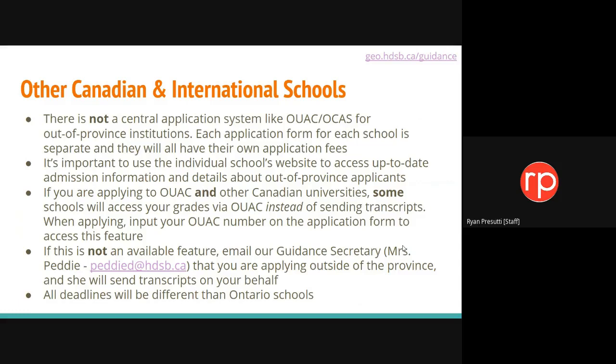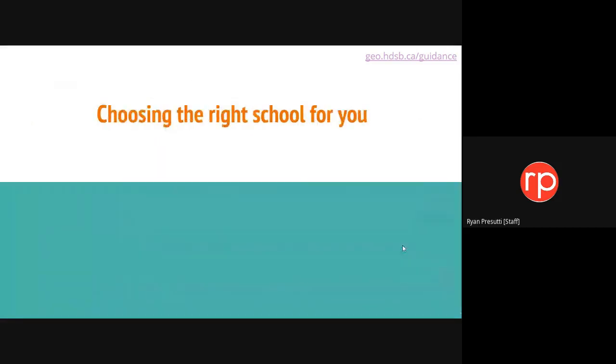If you're applying on their website and that is not a feature, then you need to email Miss Petty, our guidance secretary, let her know that you are applying outside of the province, and you will need paper copies of transcripts either sent to you or sent to the school, whatever the school is requesting of you. For all out of province and all international schools, all of their deadlines will be completely different, and it's up to each individual school. So you're going to have to check the dates for those.